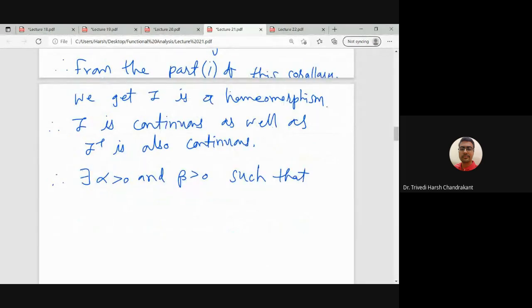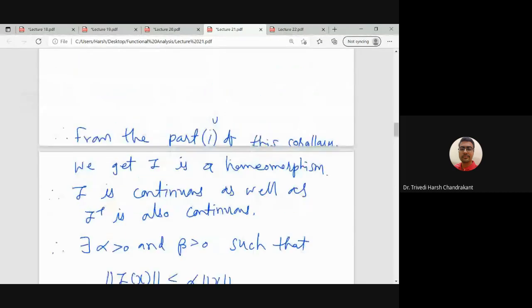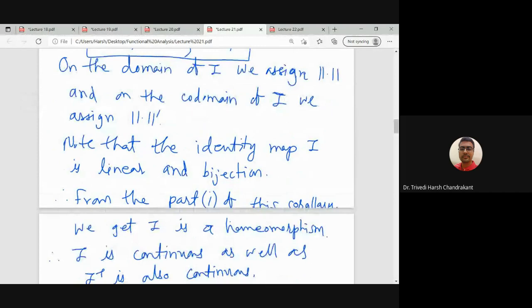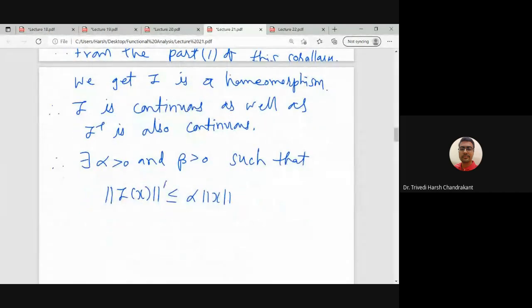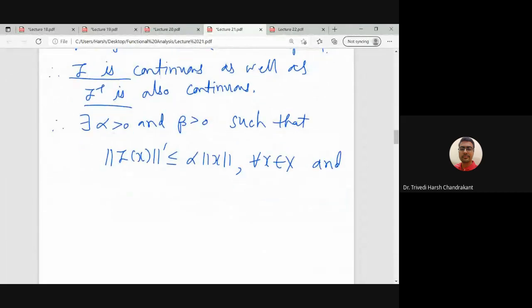So first I is a continuous function, so therefore we get norm of Ix is less than or equal to alpha times norm x, right? Now Ix is an element of the codomain, and on the codomain we have this norm. So this is the second norm, right? On the domain we have the first norm. So this is true for all x in X. So this is regarding I is continuous. Now I inverse is also continuous. So I inverse is continuous.